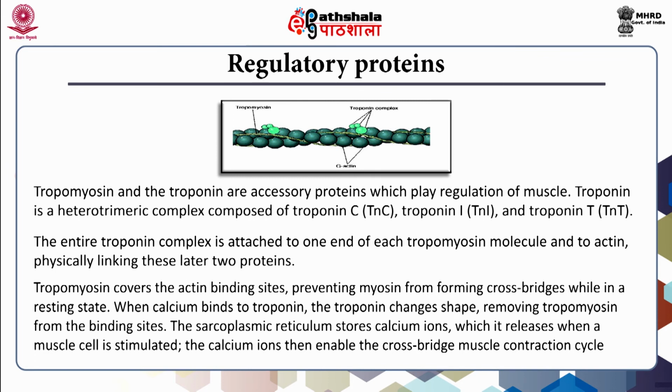Tropomyosin covers the actin binding sites, preventing myosin from forming cross bridges while in a resting state. When calcium binds to troponin, the troponin changes shape, removing tropomyosin from the binding sites. The sarcoplasmic reticulum stores calcium ions, which it releases when a muscle cell is stimulated. The calcium ions then enable the cross-bridge muscle contraction cycle.